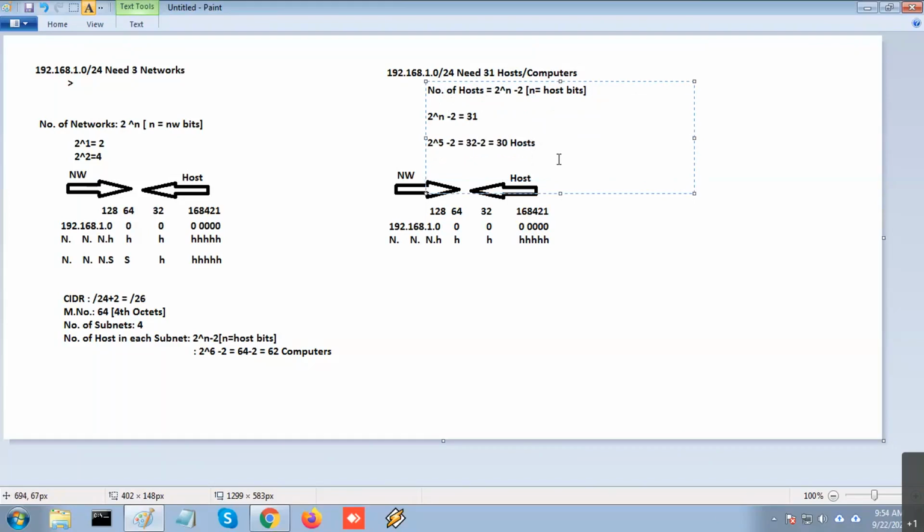So if I borrow 6, I'll get 62. Right? 64 minus 2 equal to 62 hosts. Okay. Now I'm going to write down the H bits. Remember, H bits come from right to left. So it will be like this. This is H, 6 H's I put. Rest all is N, I know. N will not change.